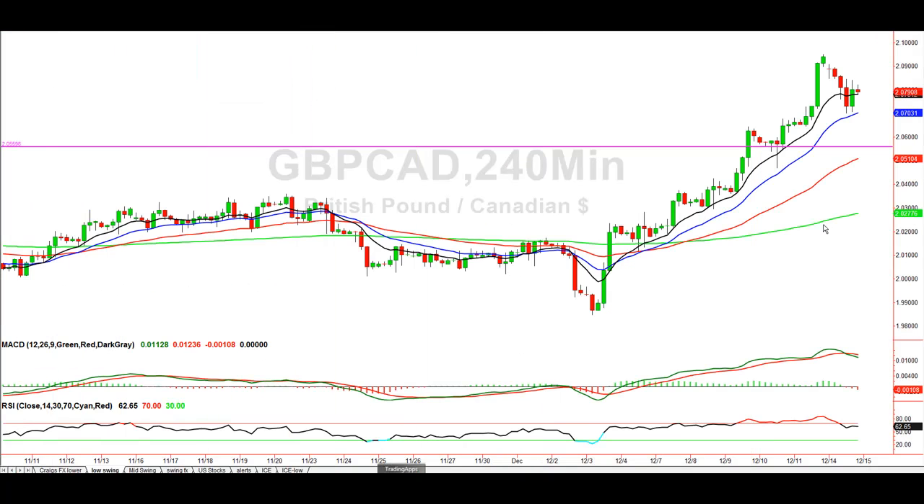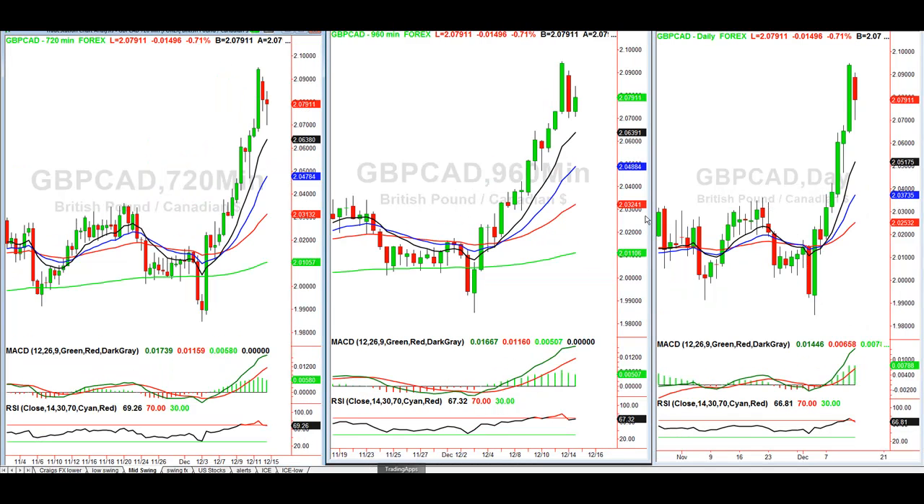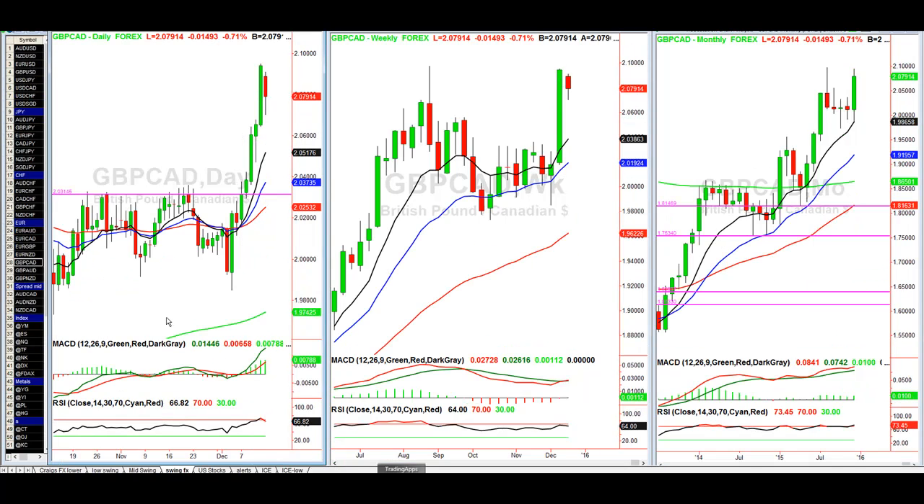So guys, coming back now, we've got Sterling CAD, as I said, in the buy zone, a bullish candle in the buy zone. Indicator convergence, very nice. I'd probably be liking the look of a pullback on maybe the 720 or the 960. All of those timeframes are convergent and looking really nice.